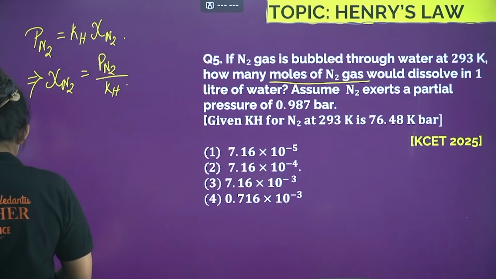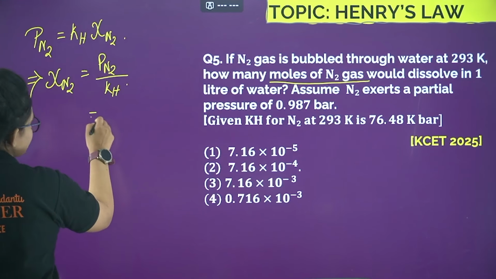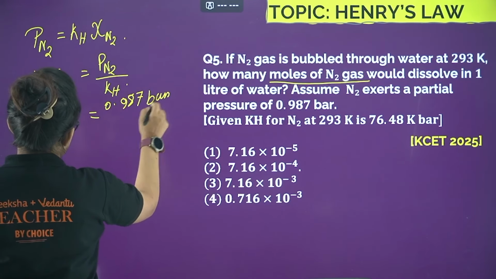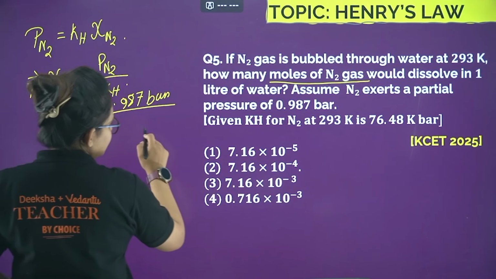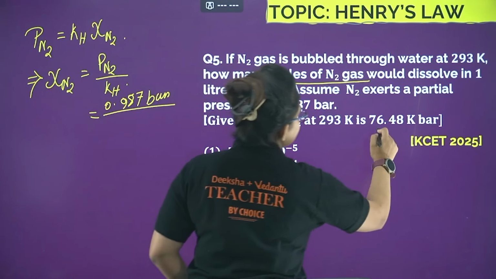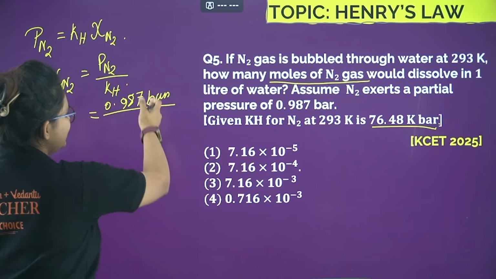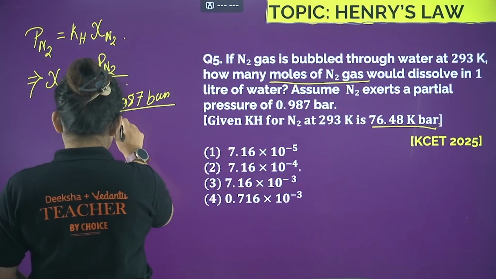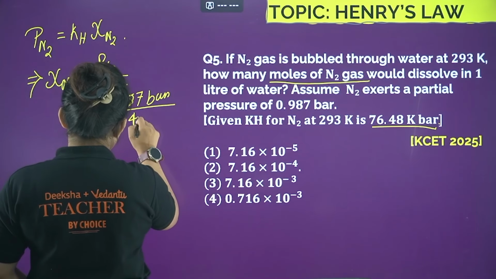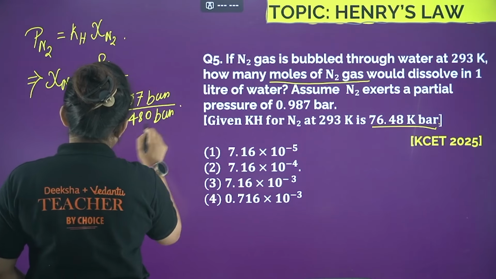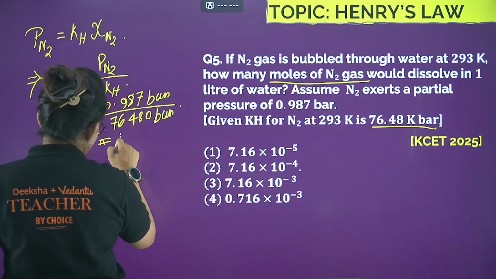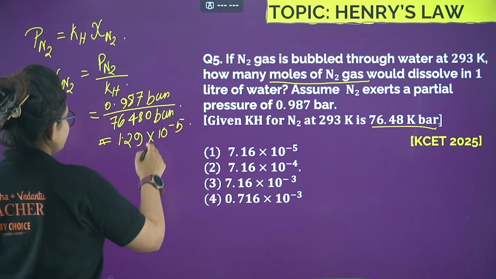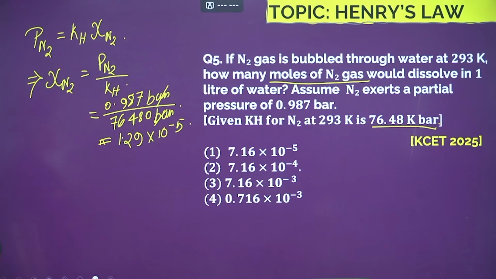So from here, if I just put the value, the pressure of N2 is given, 0.987 bar, divided by KH, which is given in kilobar. So make sure that you are converting the unit to the same, because you are dividing it, right? So it's going to be 76480 bar. Fine. So if you calculate this, it will come around 1.29 into 10 power minus 5. Okay, bar will be cancelled out and the mole fraction will come something like this.